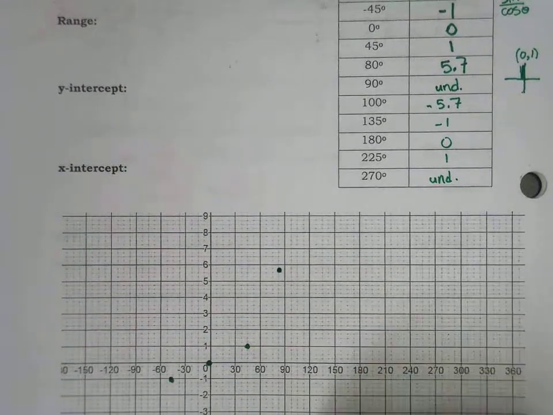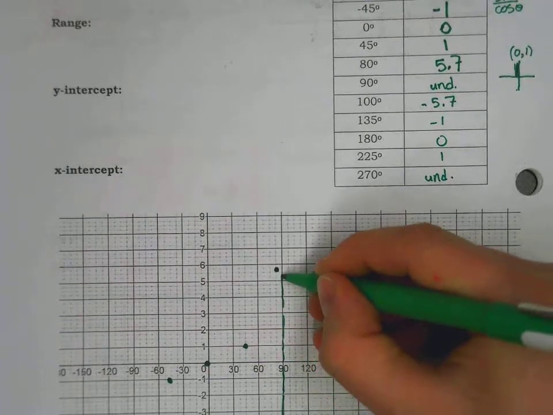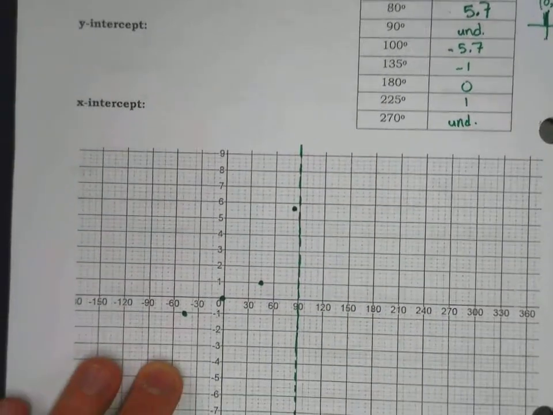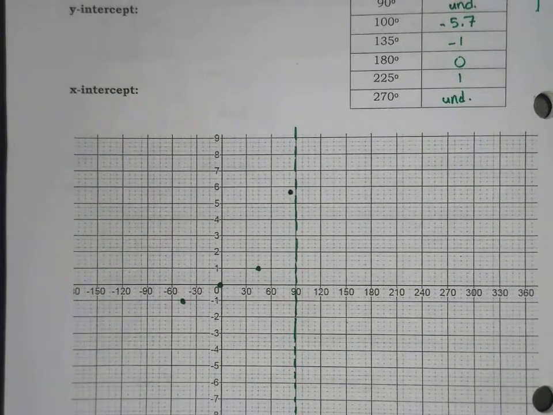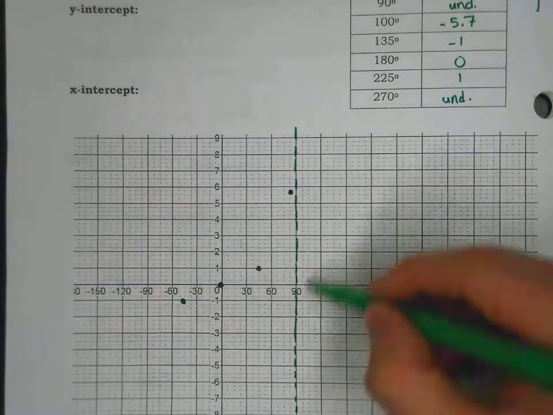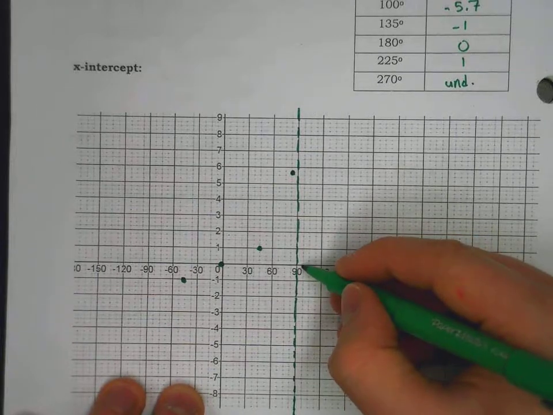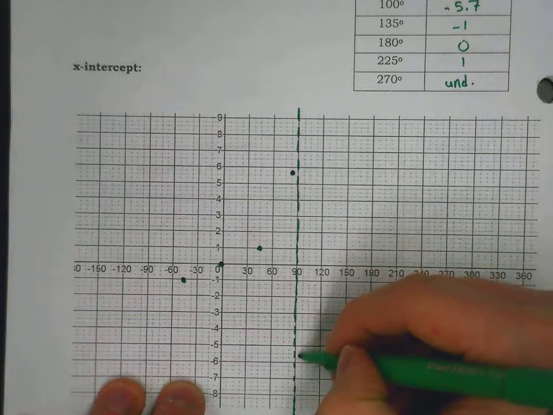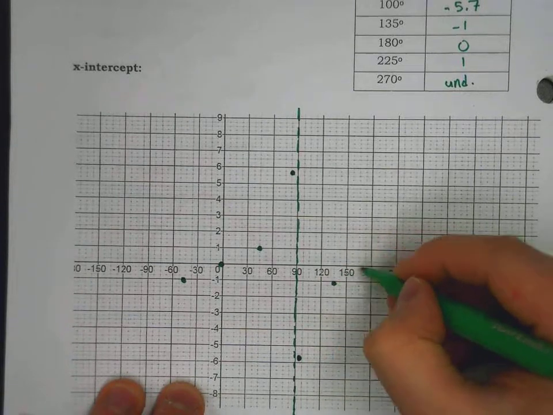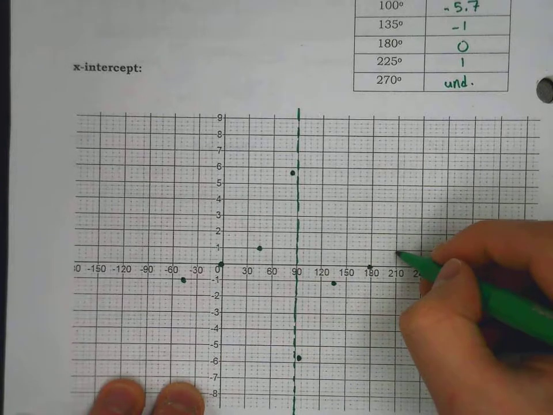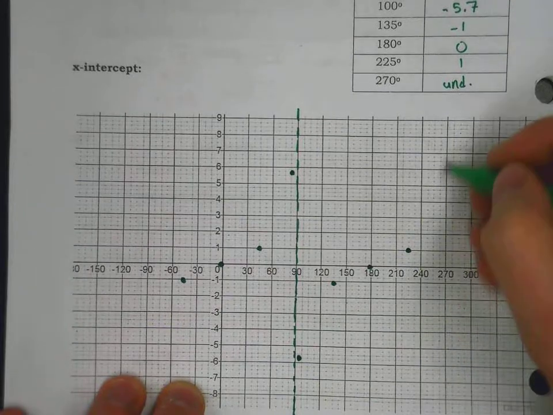At 90 degrees, it says undefined, and so what I'll do is draw a dotted line through here saying, you know what, I'm never allowed to get to this place. And we've seen this in last year's lessons in rational functions, and this is called an asymptote. After the 90 degrees, we had 100, and this put us down to a negative 5.7. At 135, we're at negative 1, 180, 0. At 225, we're at a 1. And at 270, we are back to an undefined value.